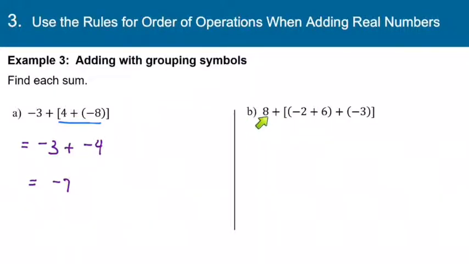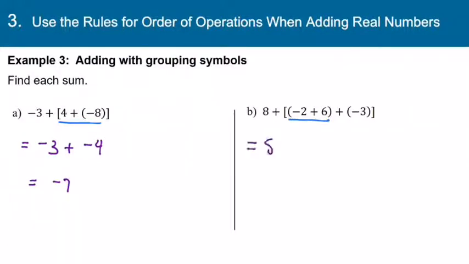Okay, now on part B we have 8 plus bracket negative 2 plus 6 plus negative 3. Close the bracket. Okay, so we know we need to work inside the grouping symbol first, but inside our bracket we see another grouping symbol that has an operation to do. So our first operation needs to be negative 2 plus 6. Now the signs are different here, so we'll subtract and keep the sign of the larger number, which is positive. The difference between 6 and 2 is 4, and it's positive.